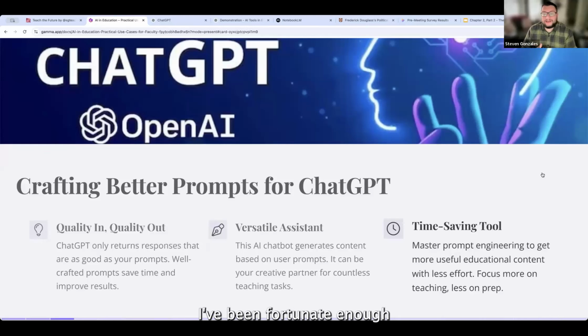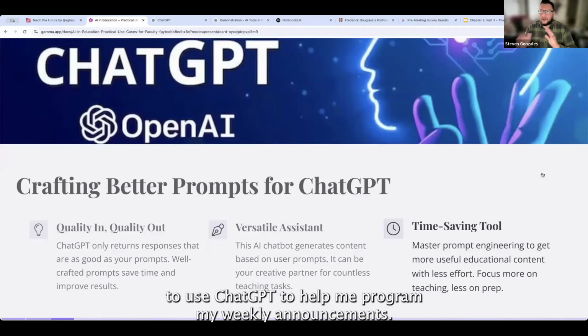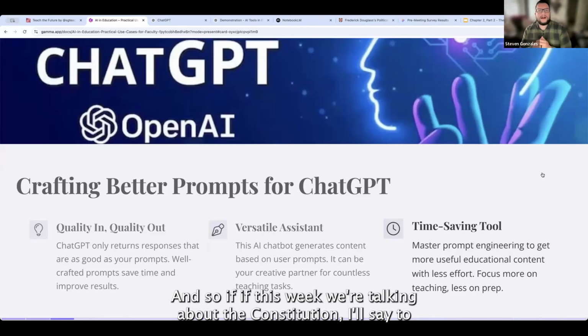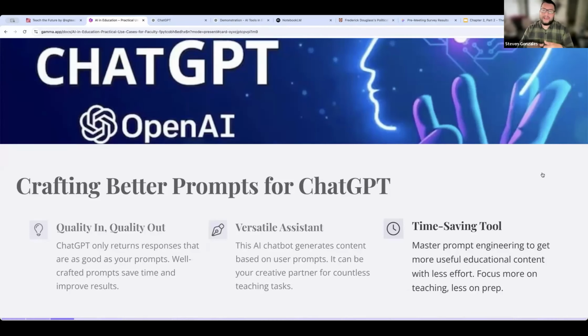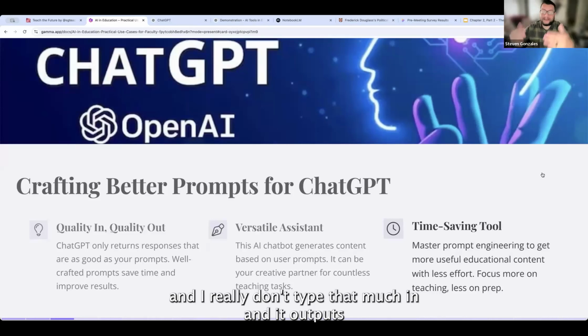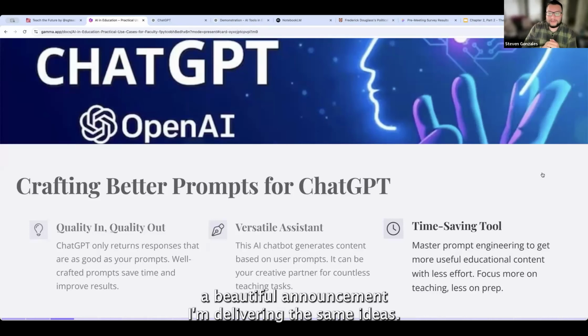I've been fortunate enough to use ChatGPT to help me program my weekly announcements. So if this week we're talking about the Constitution, I'll say to my announcer bot, hey, make a Canvas announcement talking about which readings are due from which chapter. And I really don't type that much in, and it outputs a beautiful announcement.